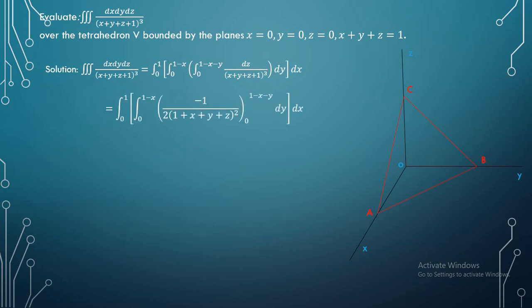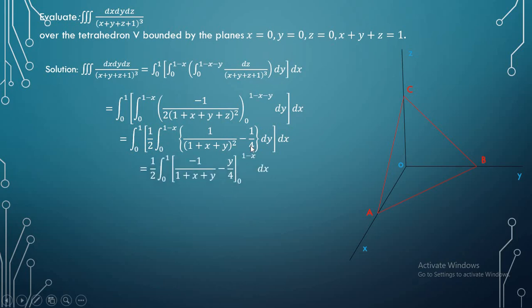So next, what we will do is integrate this function with respect to z. Now we'll put in our lower limit 0 and upper limit 1 minus x minus y. After putting the limits, we'll get the function like this. Now you have to integrate this with respect to y. So integrating this, we'll get like this. Put the upper limit and the lower limit and calculate. After calculation, we'll get this.